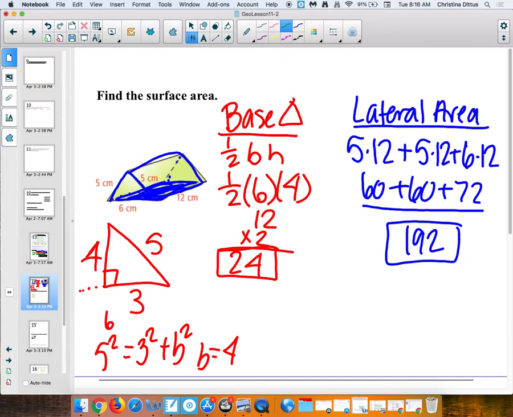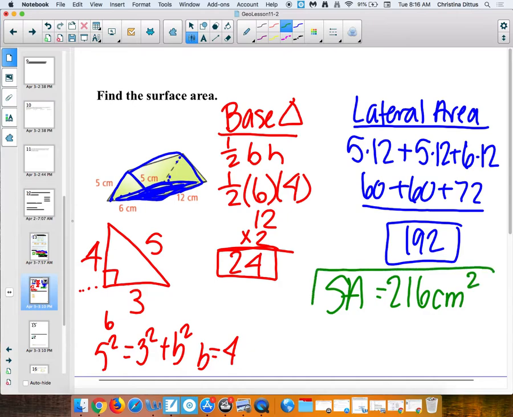So my surface area is gonna be what? 24 plus 192, which gives me 216. Label it: meters squared. So just finding the area of each face that you have. Okay. Questions there?